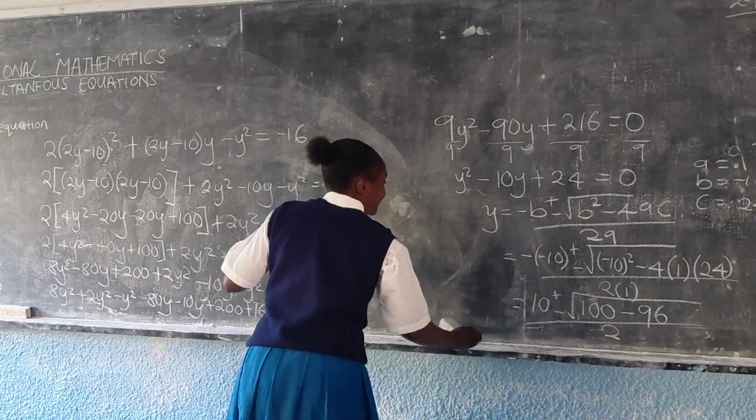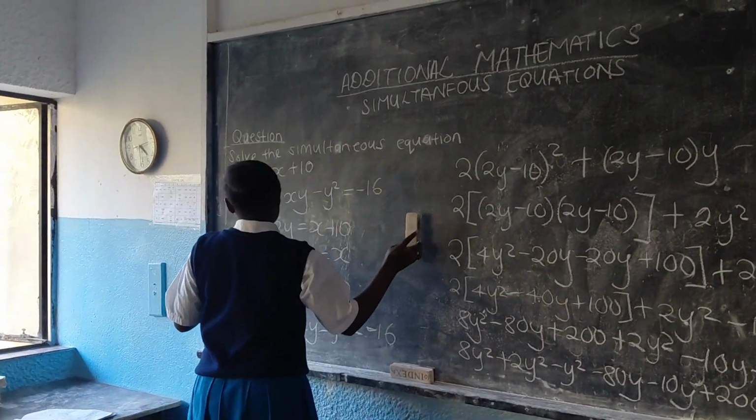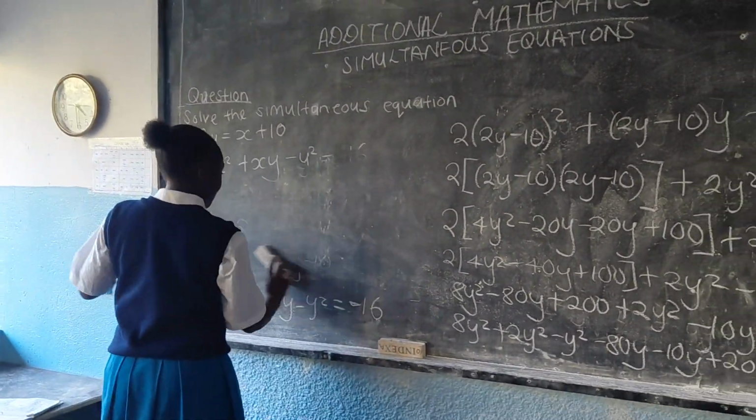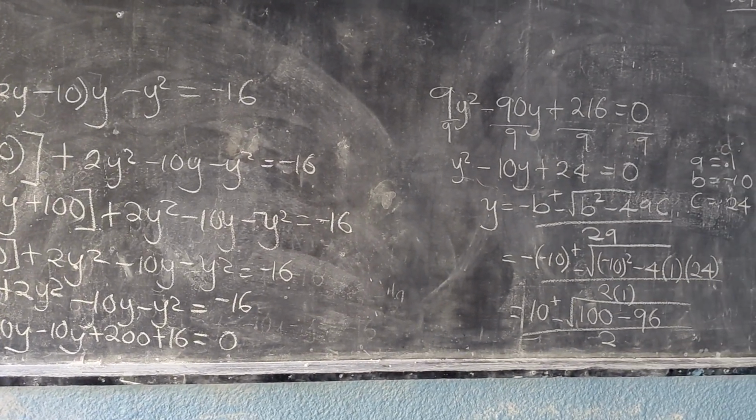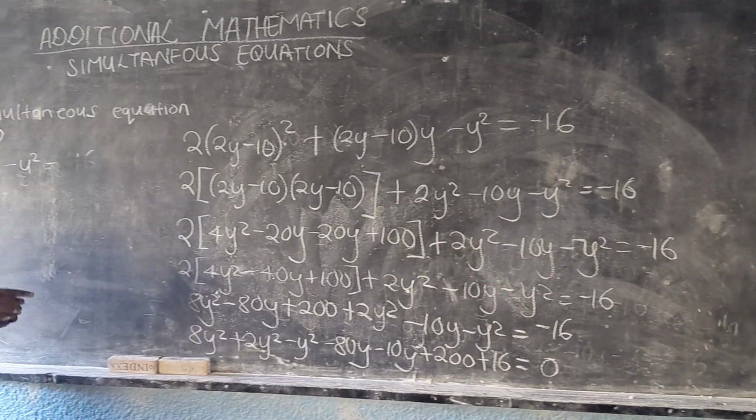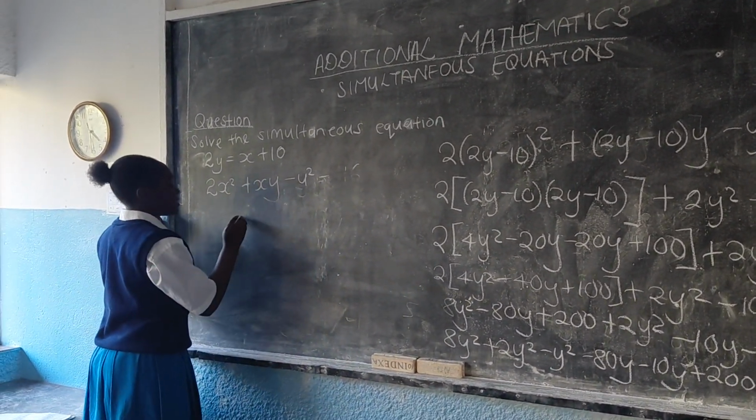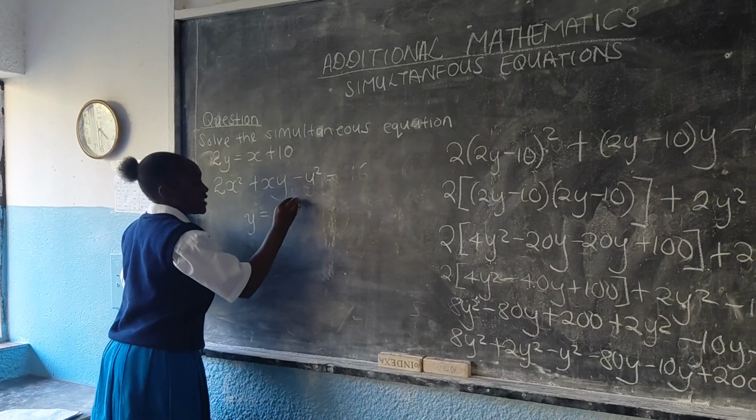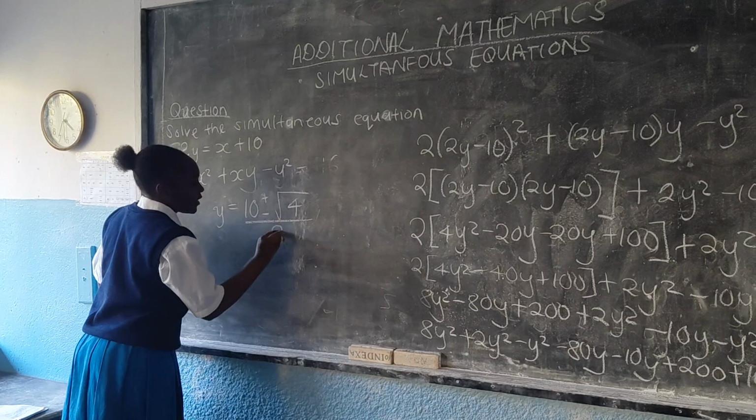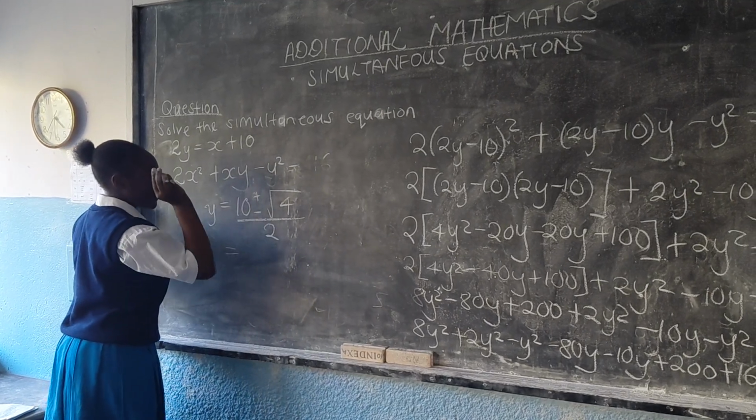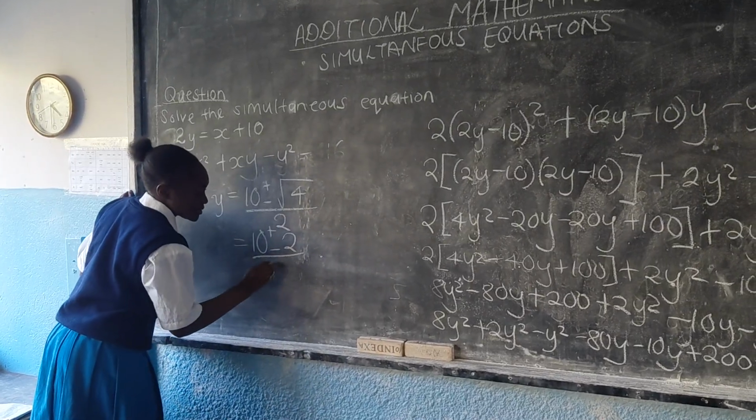Now, when we reach this point, we're going to write this part first. We are going to do 100 minus 96, which is going to give us 4. So we will write y is equal to 10 positive or negative square root of 4 divided by 2. We're going to find the square root of 4, which is 2. So we will write and put 2.